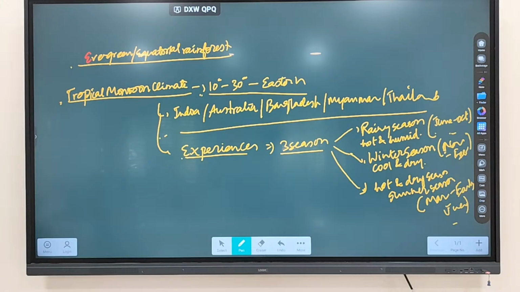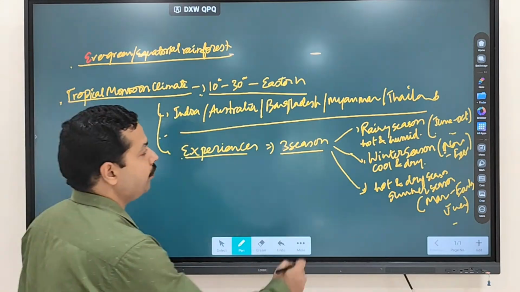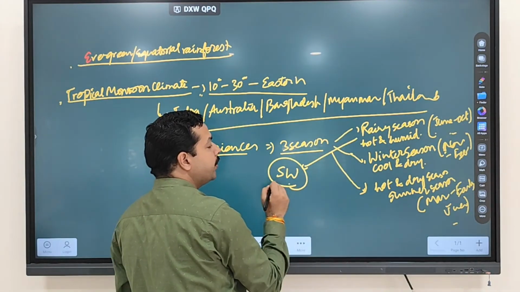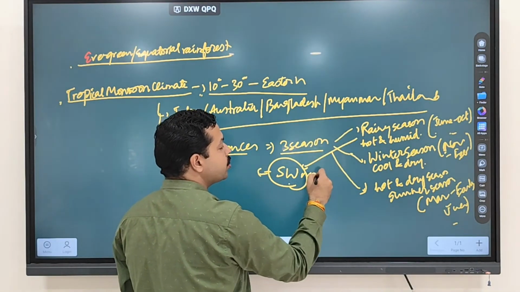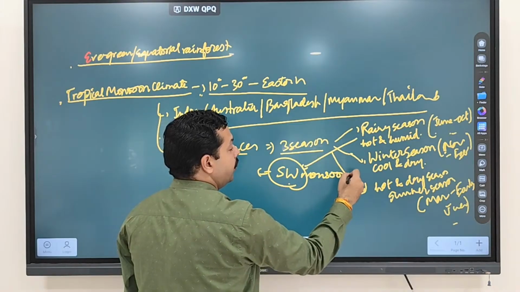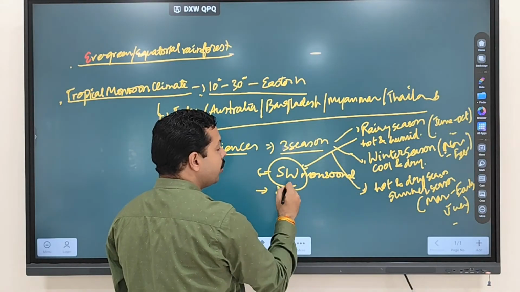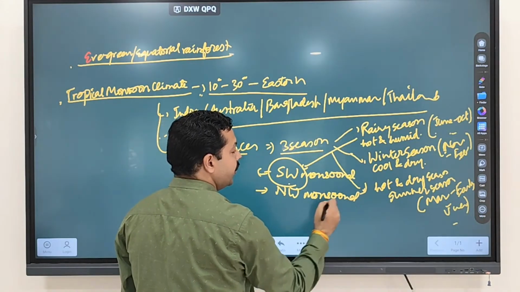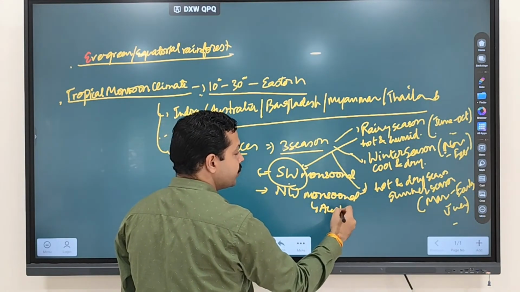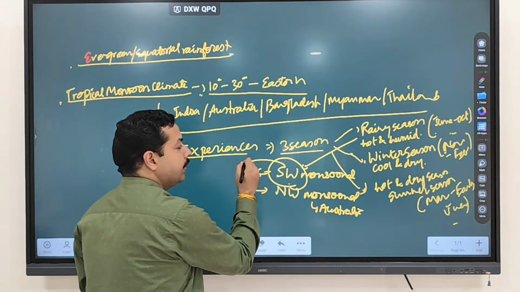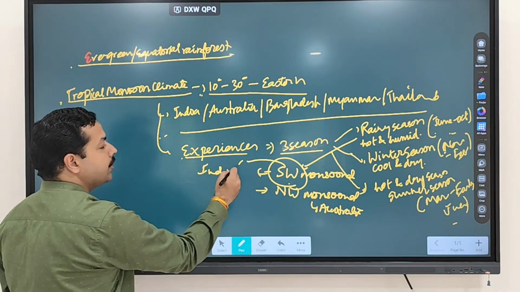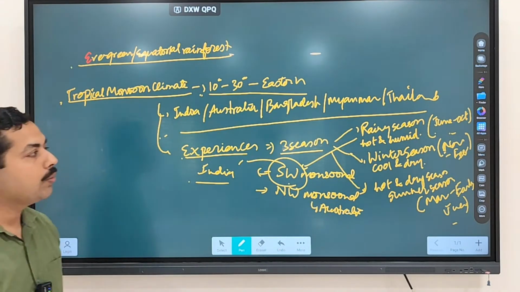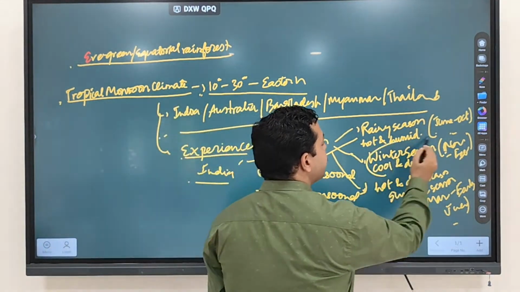Now, most of the rainfall happens in the rainy season. Because of which wind? Due to the southwest monsoonal wind, or due to the northwest monsoonal wind. In Australia, it occurs due to the northwest monsoonal wind. In India and in other countries, it occurs due to the southwest monsoonal wind. Clear?